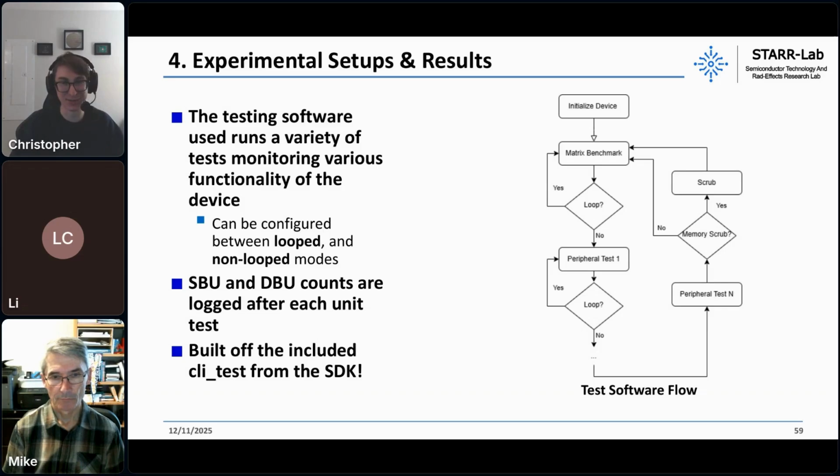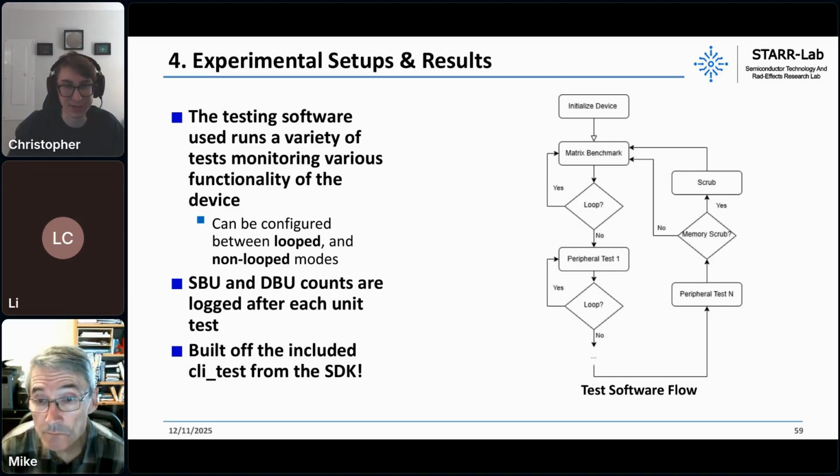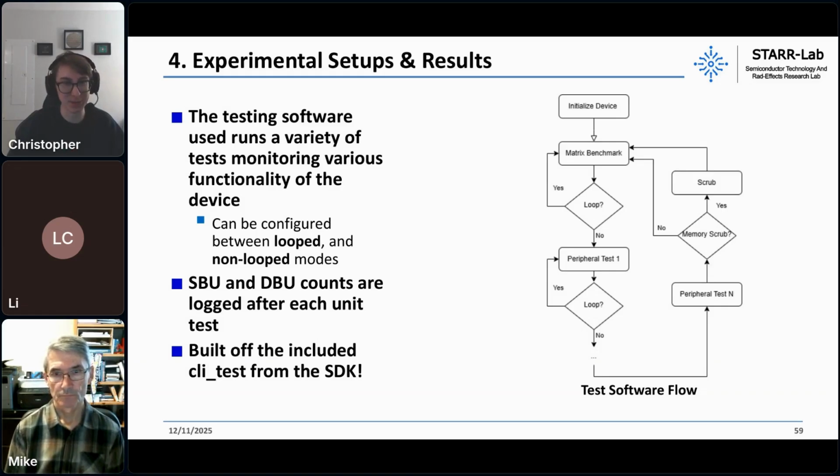Again, another big shout out for how open source helped this research: a lot of the things that we wanted to test were already implemented in a CLI test that comes as an example project in the software development kit. So it was awesome to take that existing software, modify it, put it in the structure that we needed, and add some extra debugging information that we wanted to see. That, again, saved us a whole lot of time and allowed us to focus on the research.